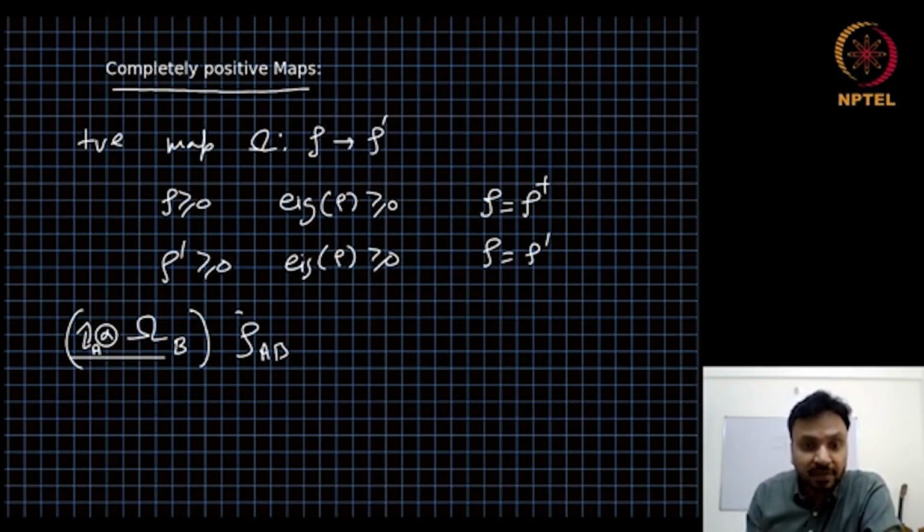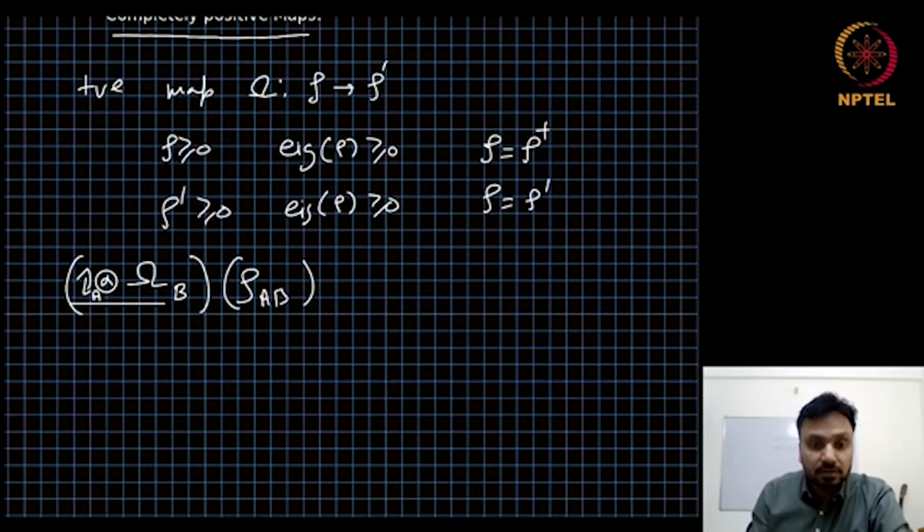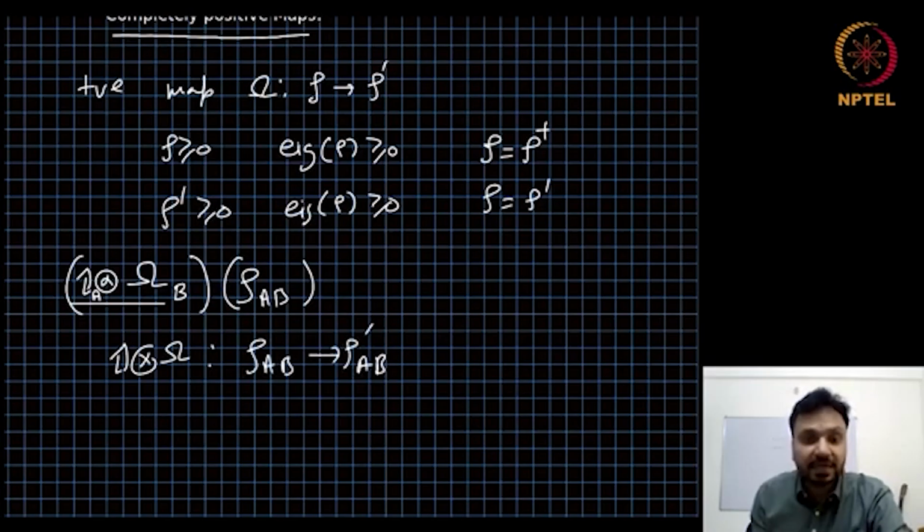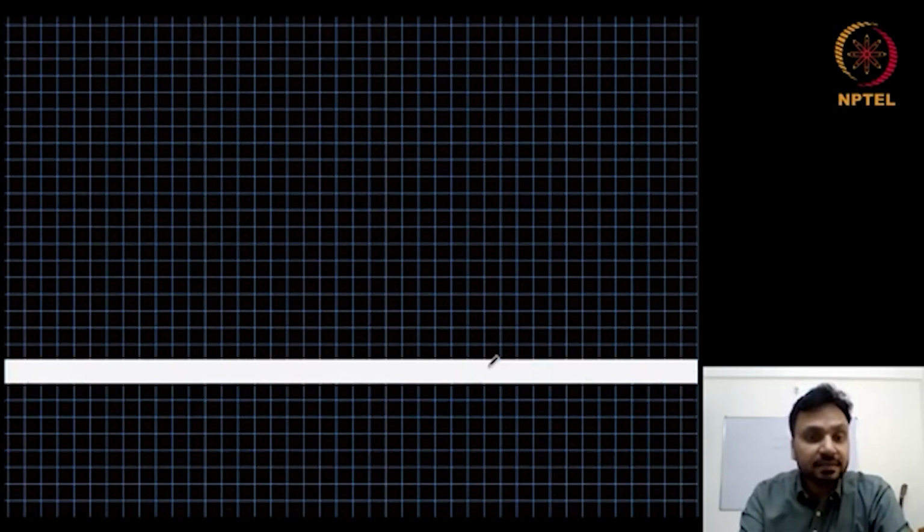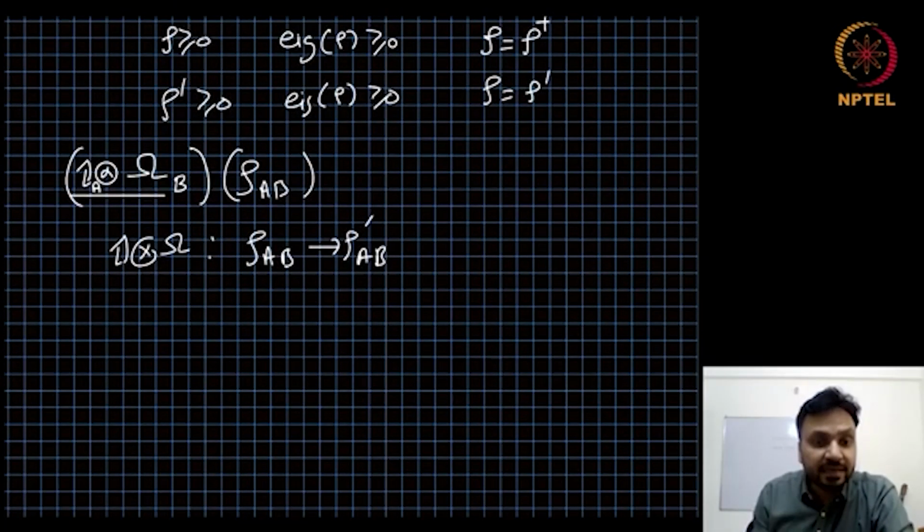So what will happen if we do that? Will it still be a positive map? So will omega still map positive operators to positive operators? So the question is, if identity tensor omega maps rho AB to rho AB prime, some other state of the same subsystem. To see that, let us take an example.